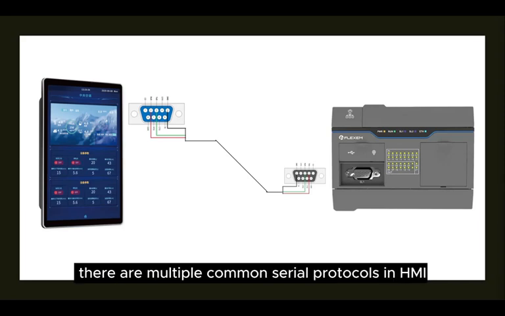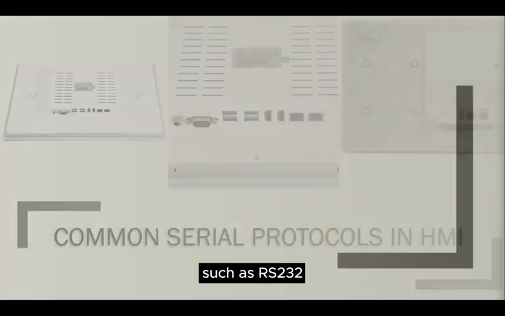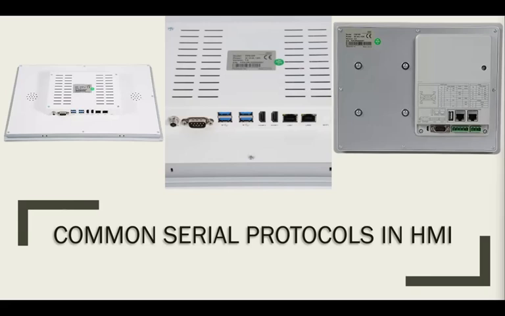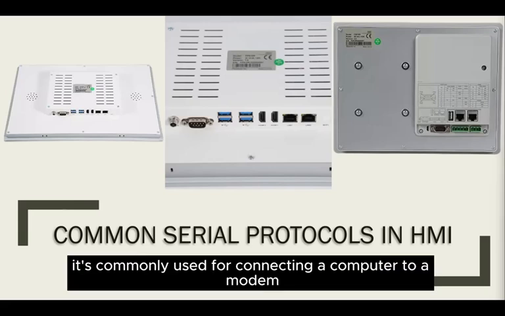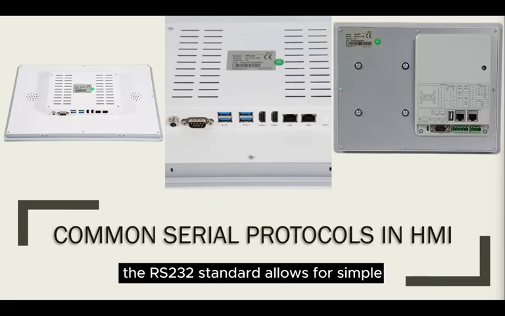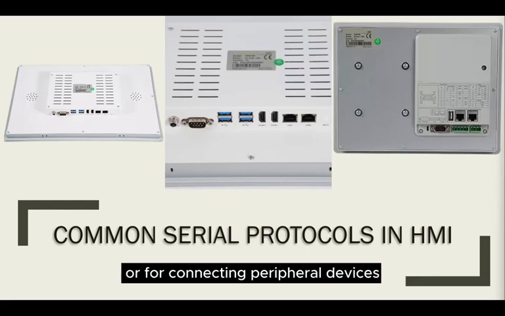There are multiple common serial protocols in HMI, such as RS-232. This is a standard for serial communication transmission of data. It's commonly used for connecting a computer to a modem or a printer. The RS-232 standard allows for simple, direct communication between two devices. However, it's limited by distance and speed. It's typically used for short-distance, low-speed requirements, such as in a lab setting or for connecting peripheral devices.